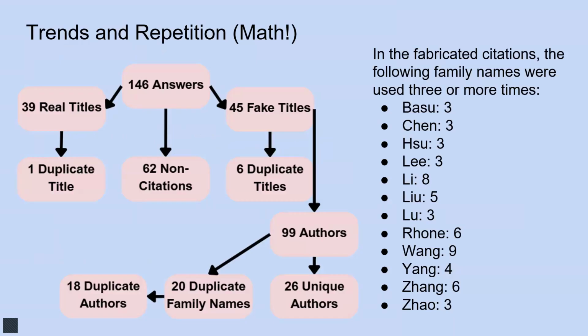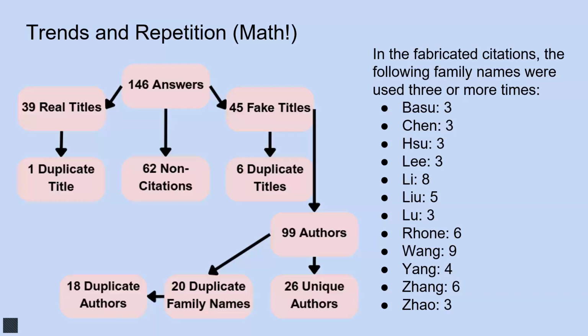We had 146 answers, and of those 146, 62 were non-citations. 39 were real titles and 45 were fake titles. Of the 39 real titles, 1 was a duplicate that I came across in 2 different prompts. In the fake titles, 6 were duplicates, and 2 of those were actually done 3 times across different prompts.